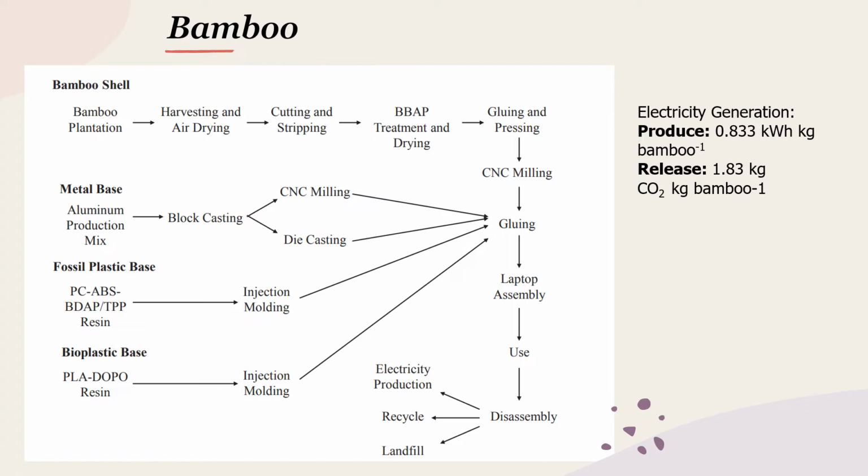So for this LCA for bamboo, it starts off with the bamboo plantation. We have the harvesting and the air drying of the bamboo, the cutting and the stripping, the BBAP treatment and the drying, the gluing and the pressing. That's the main part to focus on. And then along with the CNC milling and the gluing again, this assembles a laptop completely, and then this leads into the use from the consumer and then the disassembly. So the disassembly leads either to the landfill, the recycle, or again the electricity production, as talked about before, with more emissions being produced than the actual production of the recycled electricity from this product.